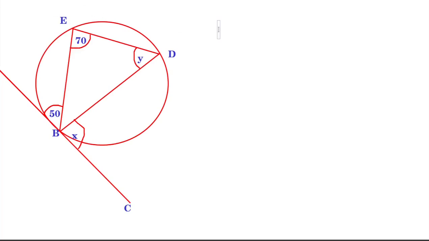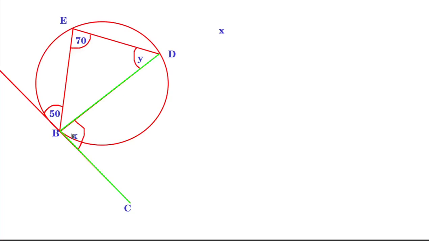Then let's go ahead. Which one do we start with, x or y? Let's start with x. What's the value of x? Now, x is an angle between a tangent and a chord. Let's try to highlight those here. This is the tangent and this is the chord, and between those two there is x.